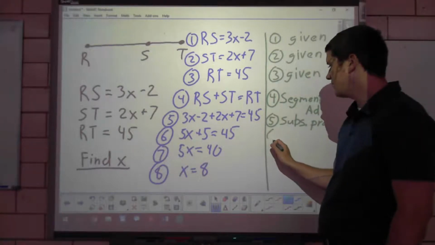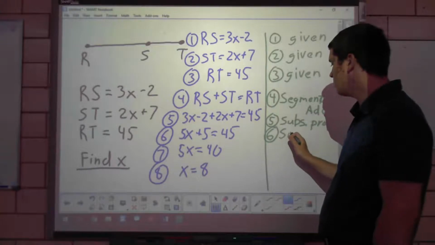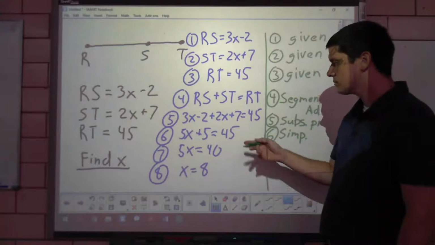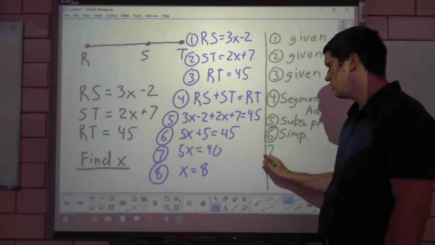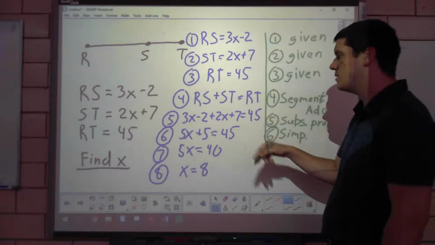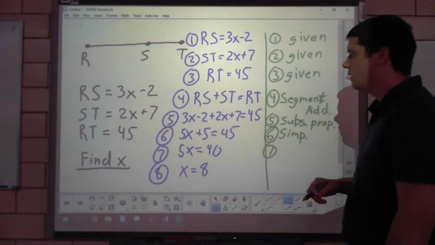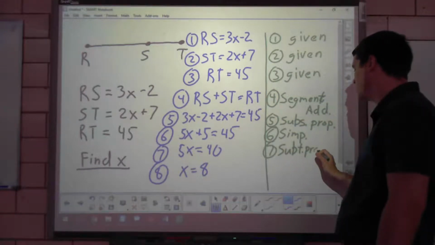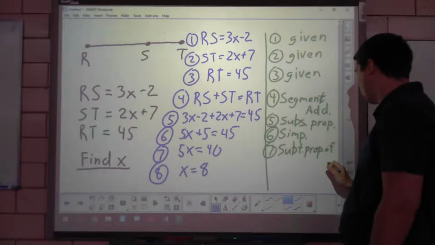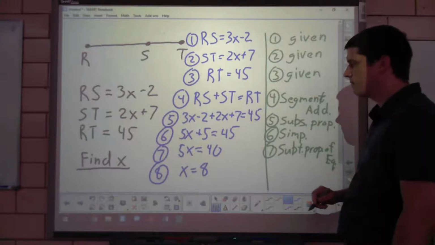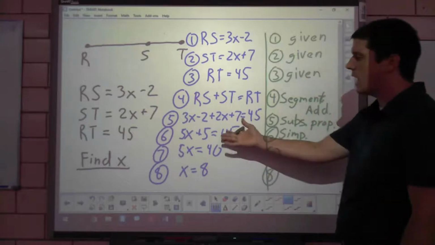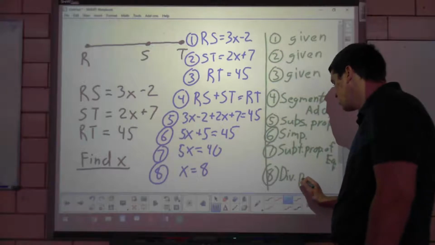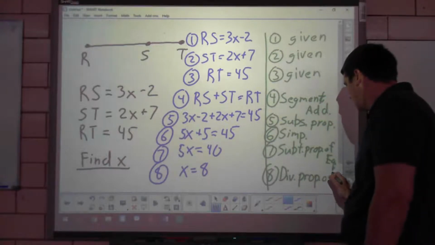Then line 6, combine like terms or simplify. Either one is fine with me. Line 7, I subtracted 5 from both sides, so that is simply the subtraction property of equality. And then line 8, I divided both sides by 5 to get there, so that is simply the division property of equality.